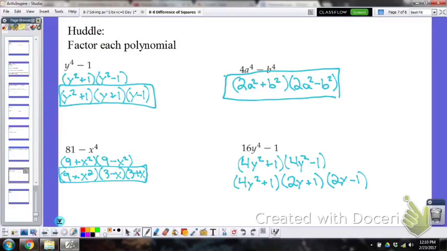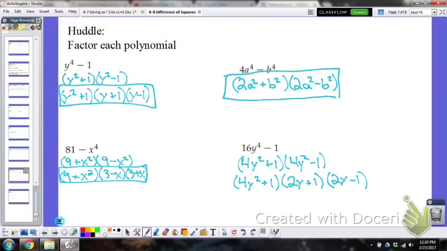So here are all the solutions to the huddle problems. The first one was y squared plus 1 times y plus 1 times y minus 1. The second one, we only had to do the difference of squares once. The square root of 4a squared is 2a, so we have a 2a here and a 2a there. But when we go to look at the second factor with the minus, the difference, we notice that 2 is not a perfect square. So I can't go any further with this, so that is my answer.